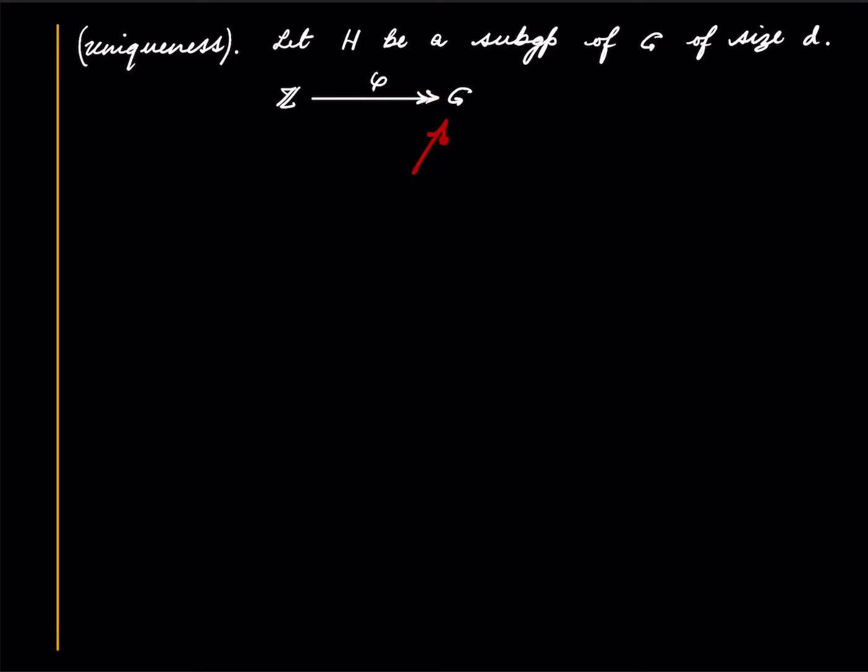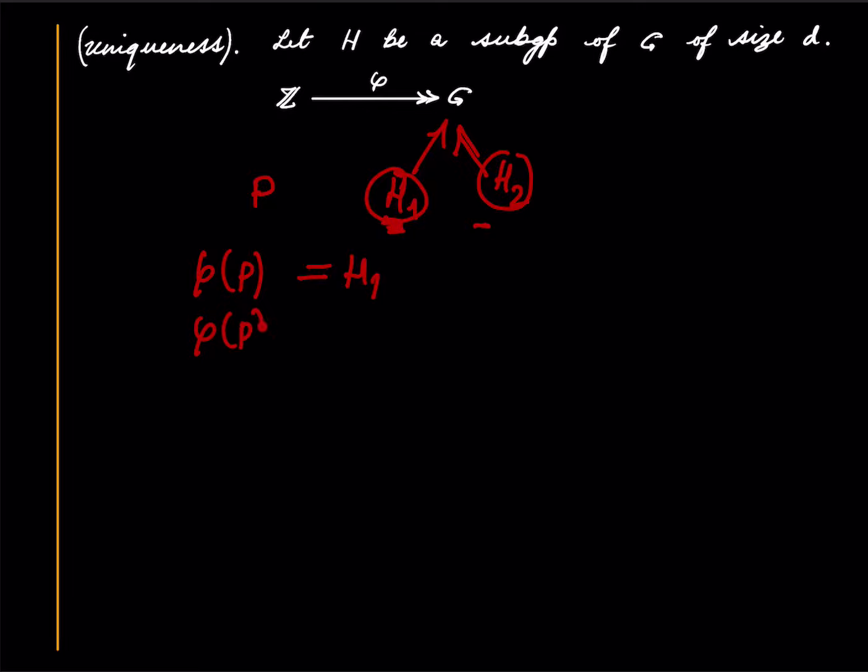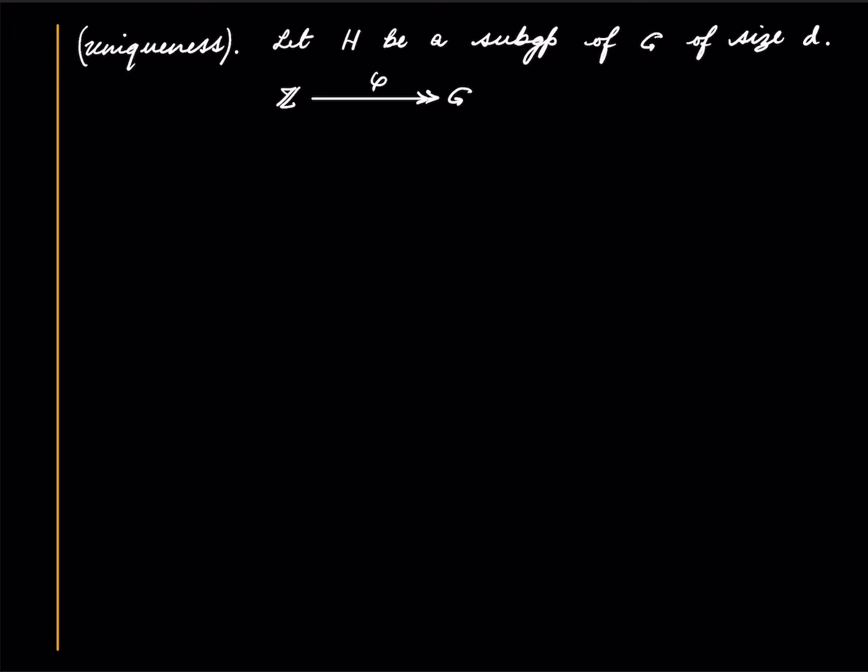So what I'm trying to say is that suppose we had H1 and H2, two different subgroups of size D, and somehow suppose we have shown that their preimages under phi are the same, then they must also be the same, because whatever the preimage, let's say the preimage is P, if the preimage of H1 under phi is P, then what is phi of P? Since phi is surjective, phi of P would be H1, but by the same reasoning, phi of P would also be equal to H2, and hence H1 would be equal to H2. So we'll just show that the preimage is determined by D. Okay, so let us also record that D divides N.